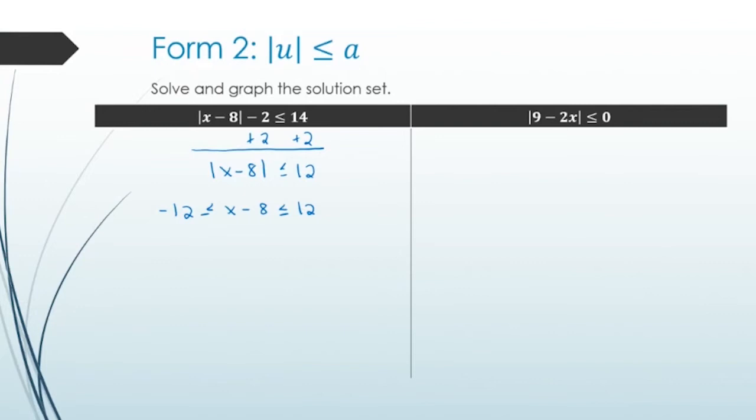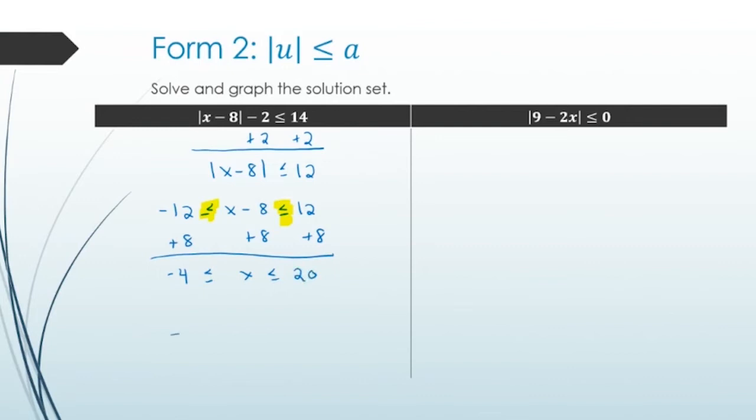So now, with my highlighter, so we can see the 3 sections, I need to get x by itself, so I'm going to add 8 to everything. So -12 plus 8 is -4, less than or equal to x, less than or equal to 20.